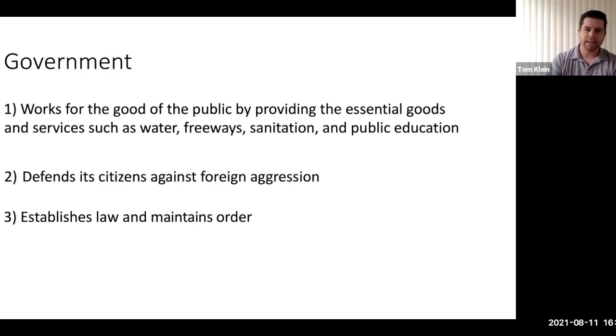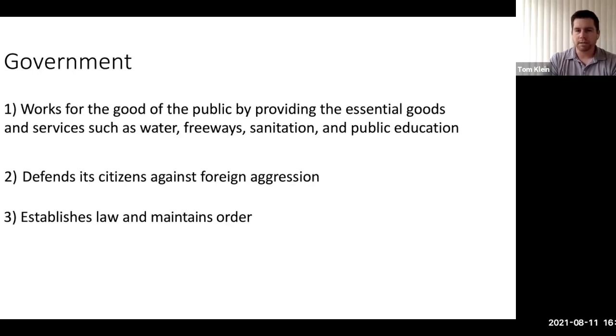So if we had to break it down, we could probably categorize it into 3 different areas. What the government actually does. 1, they work for the good of the public by providing the essential goods and services such as water, freeways, sanitation, public education, etc. This list could be very, very long. It is the government's job to take care of things that maybe in this country, at least, we seem to take for granted. Paved roads to drive on, freeways, clean drinking water, free public education, etc.